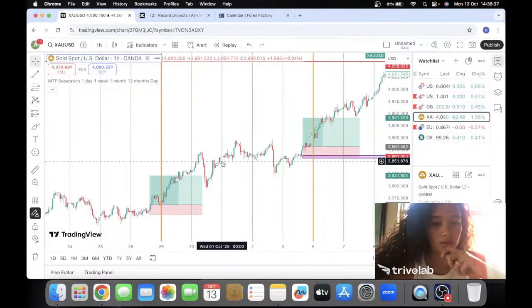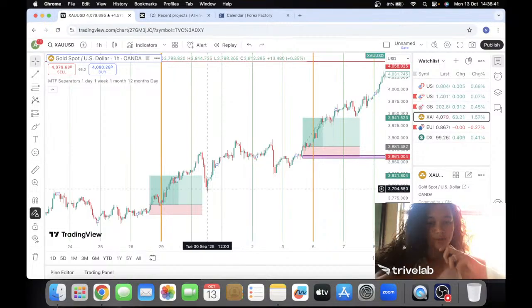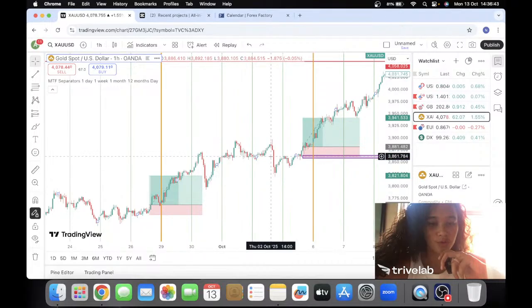Okay, so what I can clearly see here is continuation bullish. Here we got another move for continuation bullish as well.